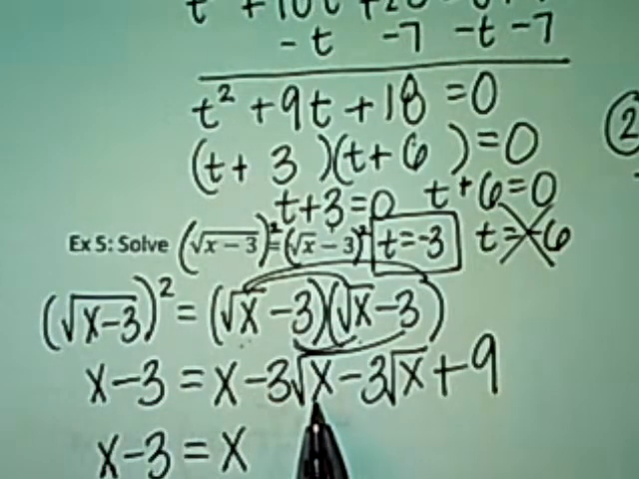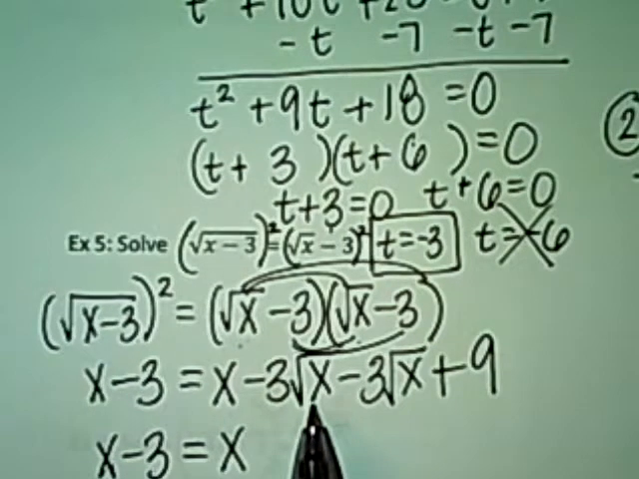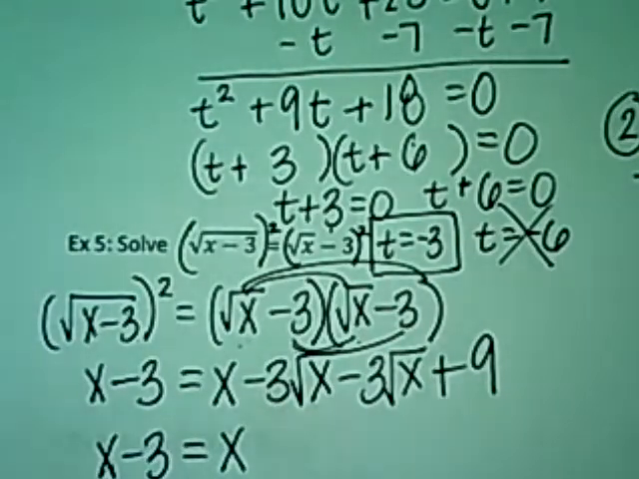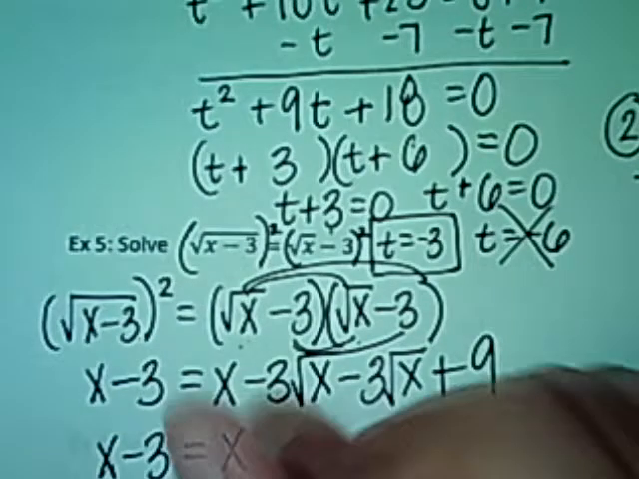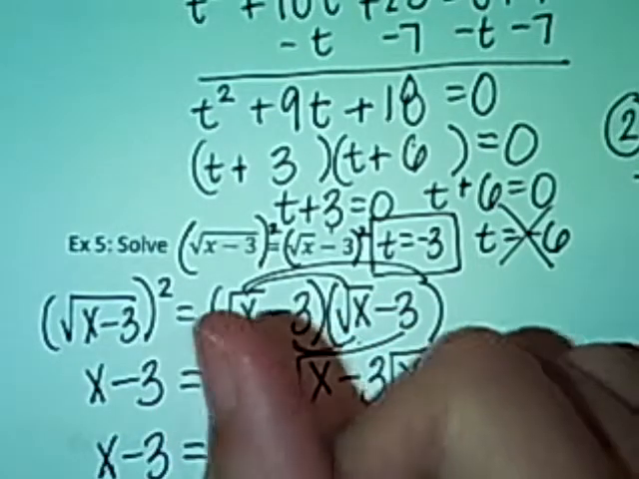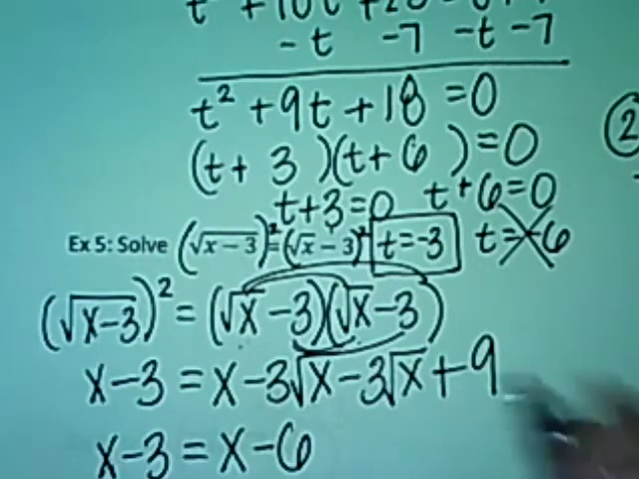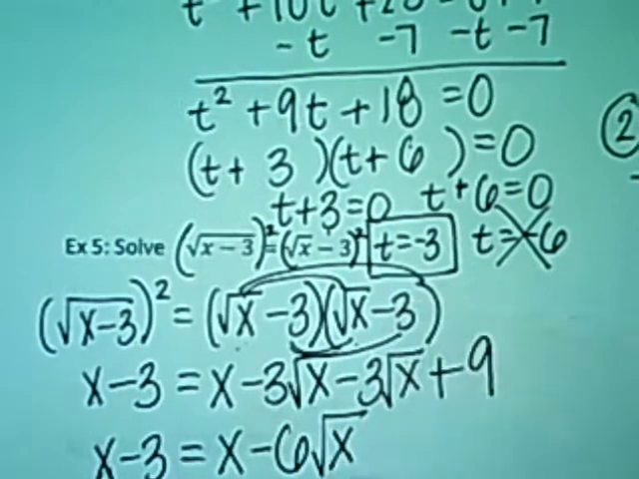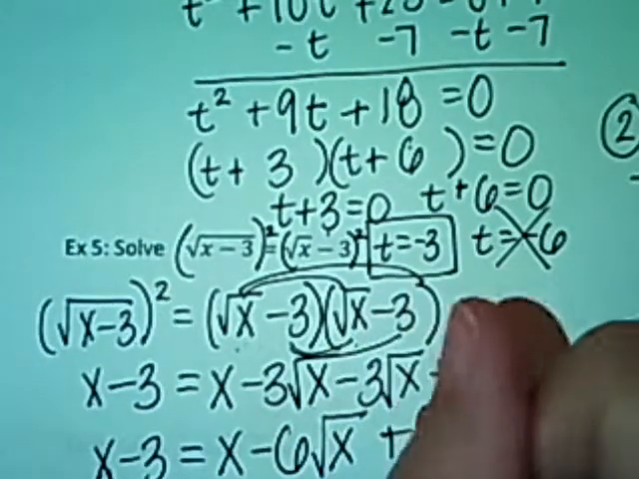And remember, when you're subtracting or adding radicals, you kind of want to think of it as it's got to be a like radical in order to subtract or add. So I can combine these, keeping the radical x and subtracting the coefficients. So I'm going to have minus 6 square root of x plus 9.